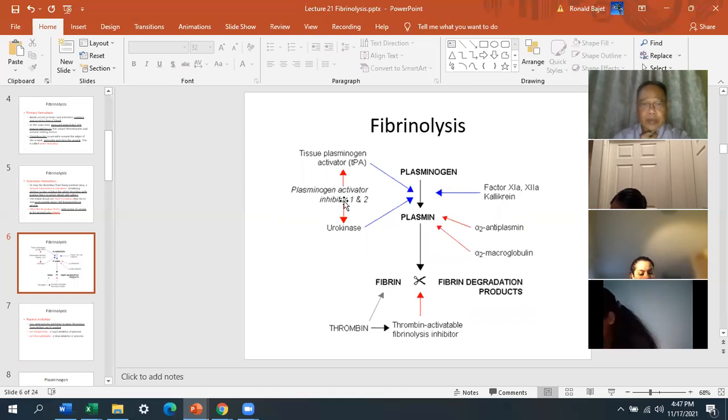So your three inhibitors are the Plasminogen Activator inhibitor, which will stop the activator, and these two, remember, the two alphas are inhibitors. They will inhibit plasmin. Antiplasmin is fast and macroglobulin is slow. All right.